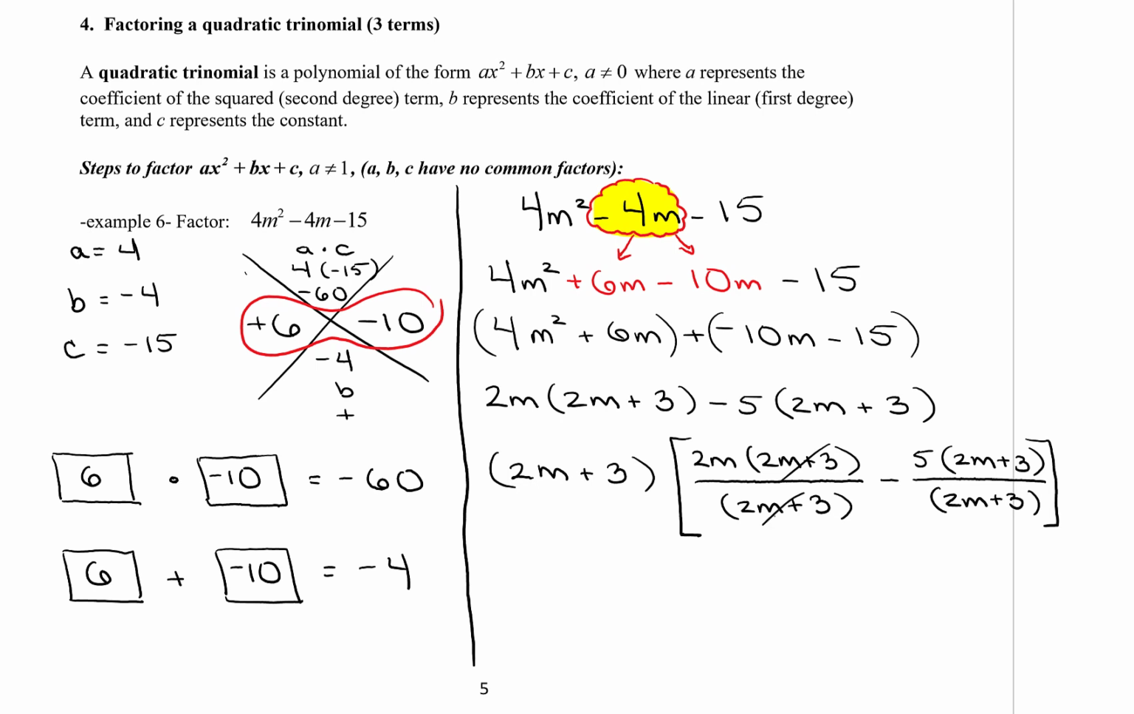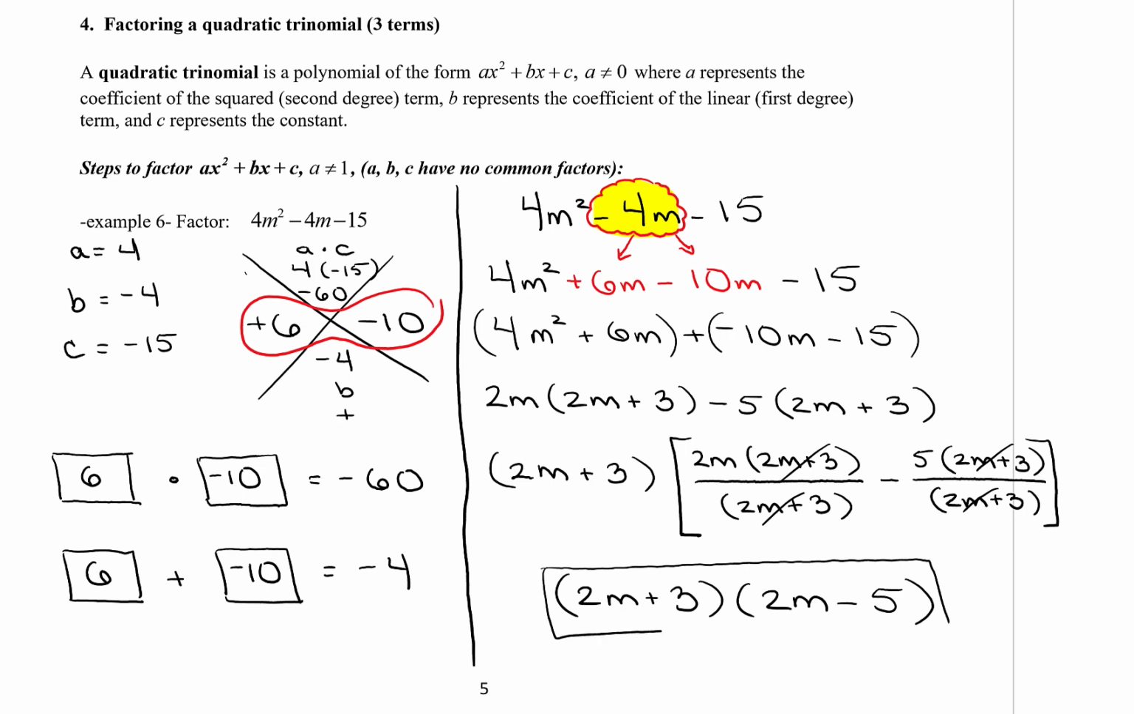The 2m plus 3's cancel out in both rational expressions, and we're left with the factors 2m plus 3 times the quantity 2m minus 5. And I'm going to box that answer in.